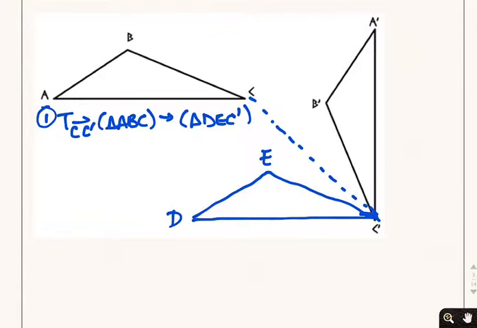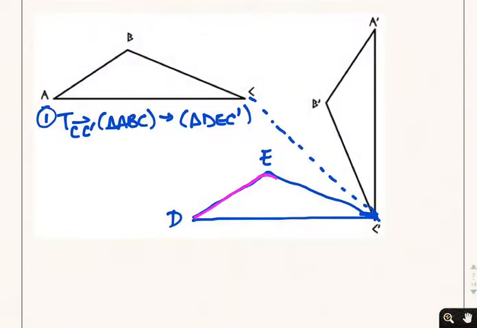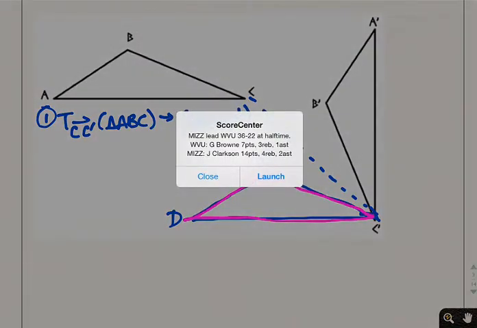So the second move was to take this triangle and rotate it up. Right? So the rotation, let's see, let's go pink. Right? So this triangle is now going to get rotated up until DC lies on A prime C prime.